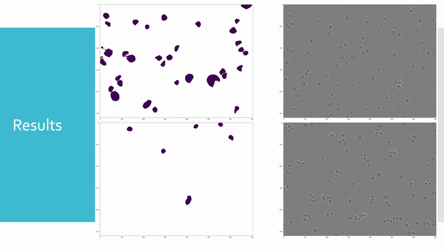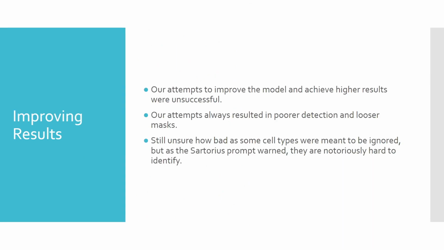Those were our results. At least our attempts to improve the model and achieve higher results were unsuccessful. That's because this is really hard stuff, and Dr. Yu, our professor, warned us about that, and we kind of did not heed his warning. We were very ambitious about this project going into it.